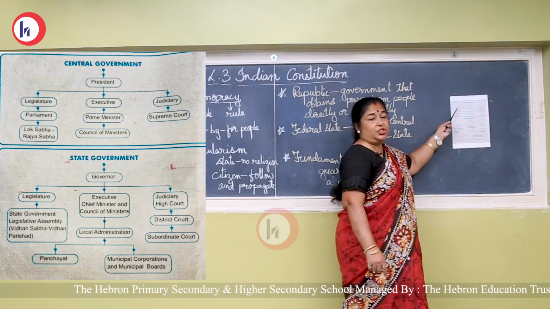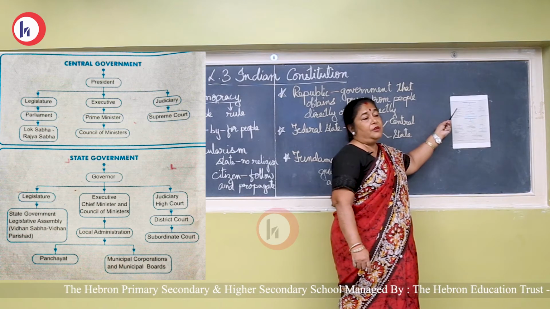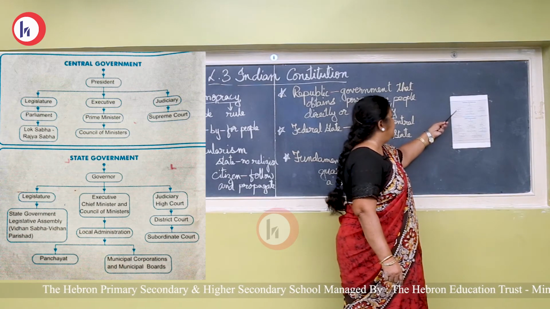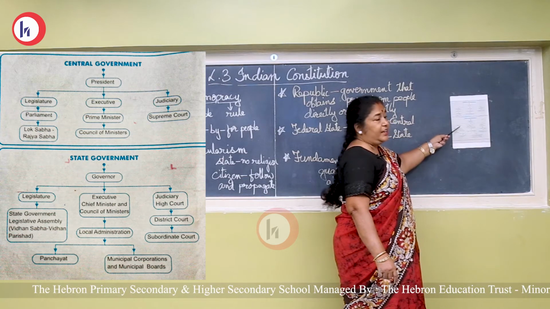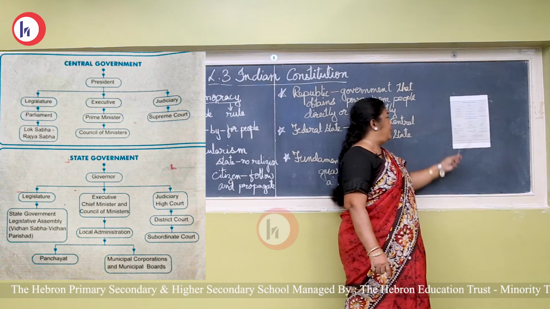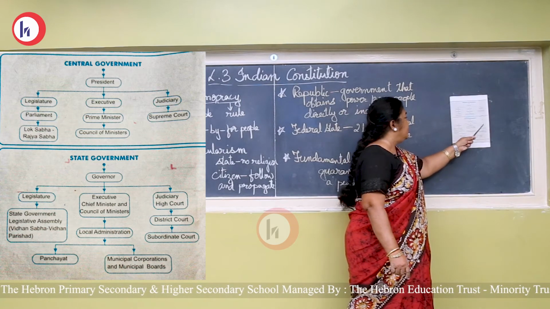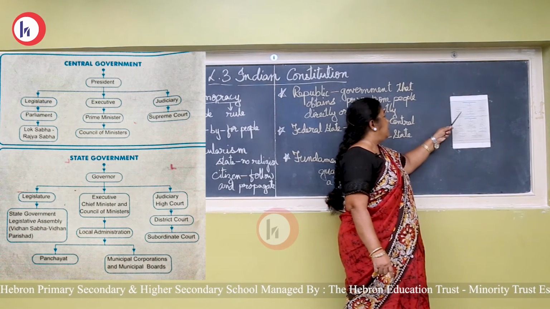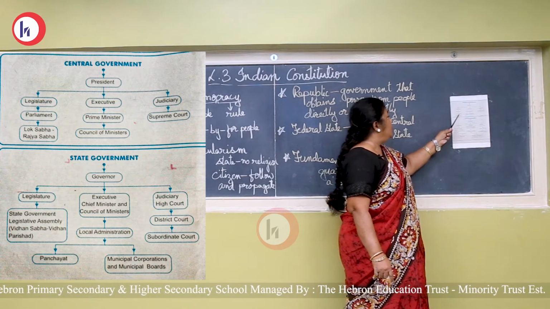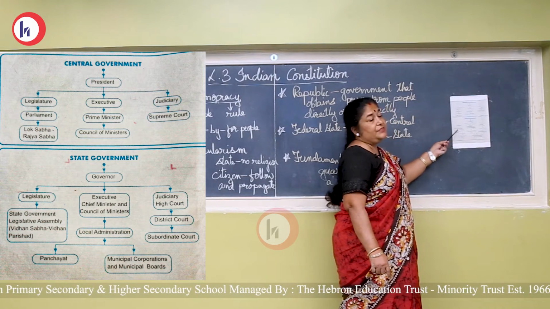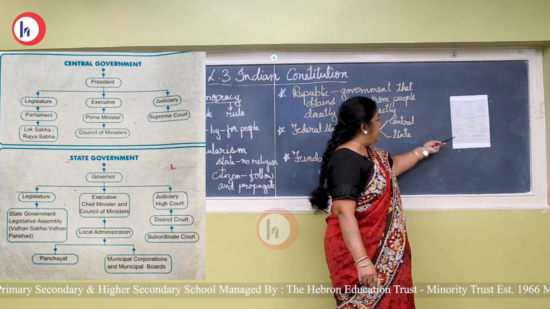Now the legislature does the work of framing the laws. It frames the law, whether at the center or at the state. Every state has its own government, and every state has three organs: legislature, executive, and judiciary. In the central government, we have the Lok Sabha and the Rajya Sabha, and at the state level, we have the Vidhan Sabha and the Vidhan Parishad.